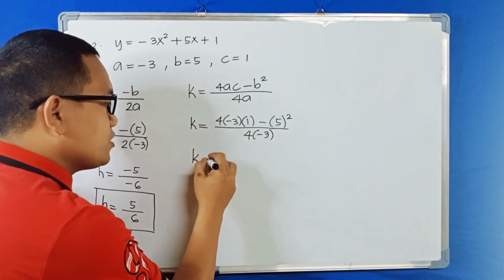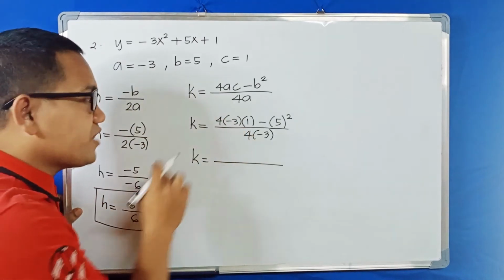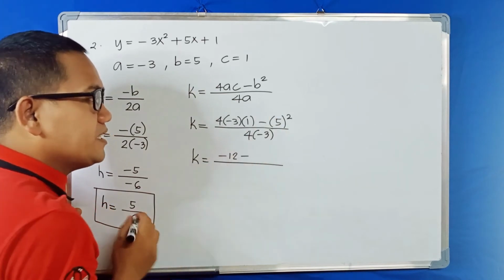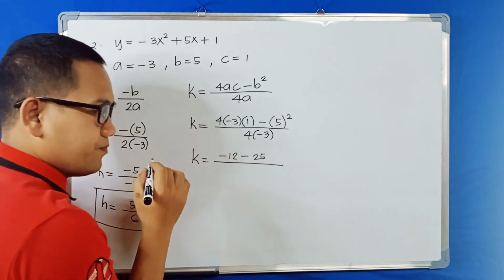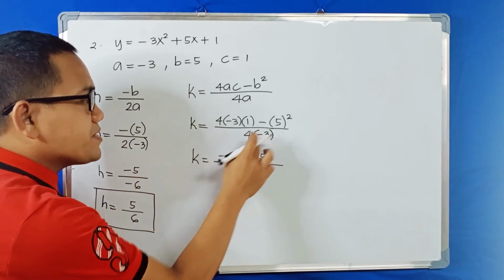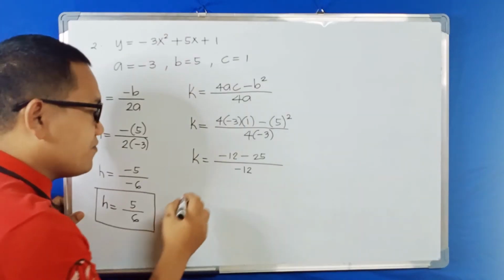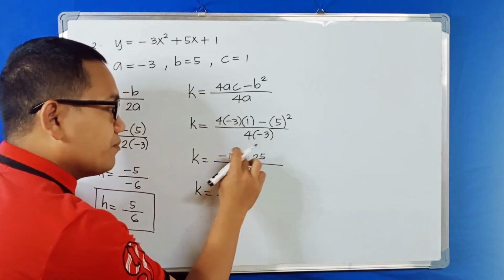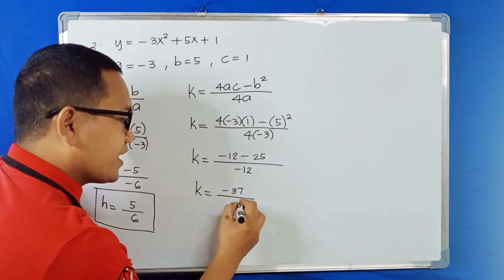K is equal to 4 times negative 3. We have negative 12 times 1. It's negative 12. Please don't forget the subtraction sign. And 5 squared, that is 25. While 4 times negative 3, it is negative 12. Let us simplify. K is equal to negative 12 minus 25. We have negative 37 all over negative 12.